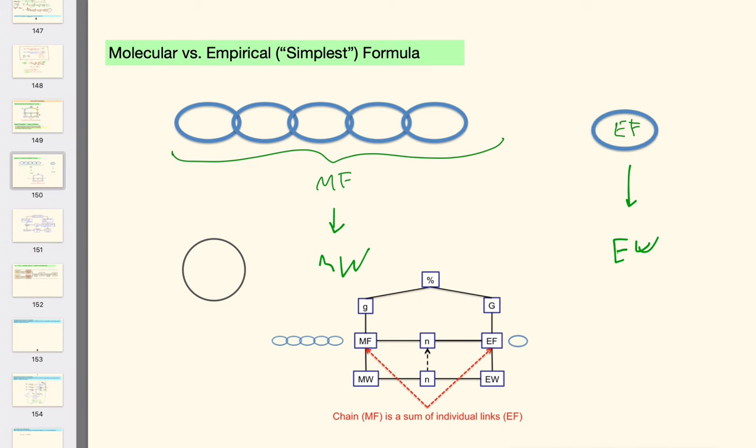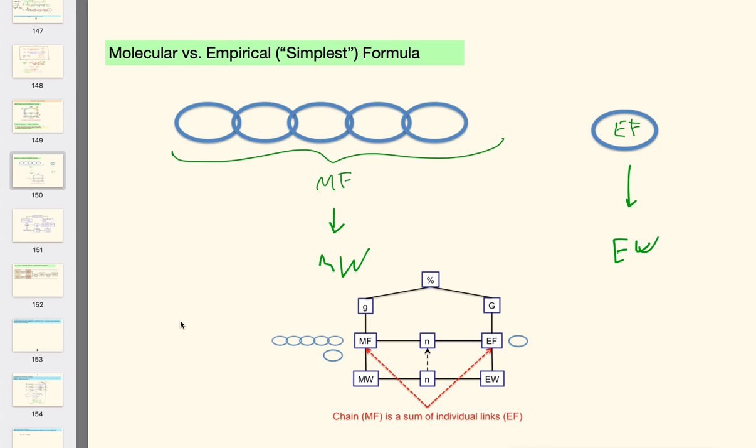The only caveat, the only warning that I need to give you is that sometimes the molecular formula is exactly the same as the empirical formula. In other words, there are no repeating units. For example, water, H2O. There's not any repeating units there. There's just one. So the empirical formula is H2O, and the empirical weight is 18. And the molecular formula is also H2O, and the molecular weight is also 18. So that's the only place that my chain analogy breaks down.